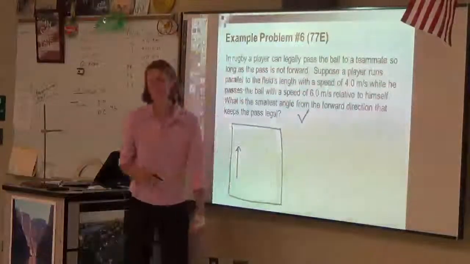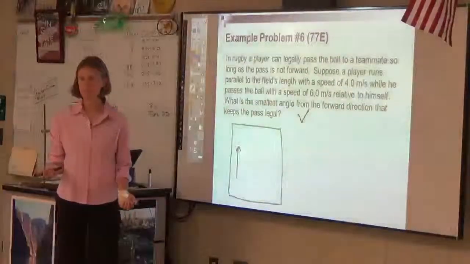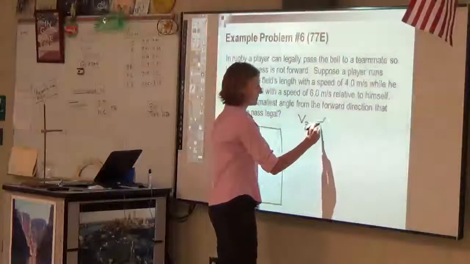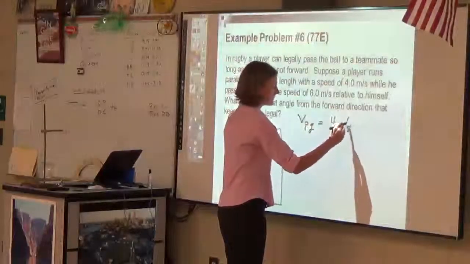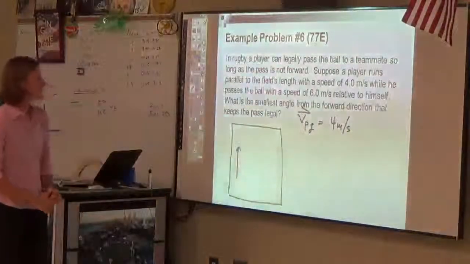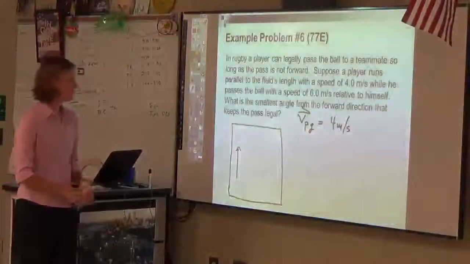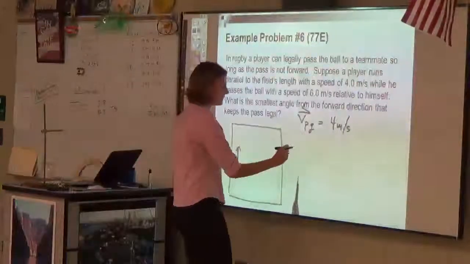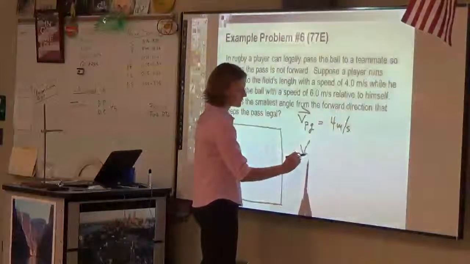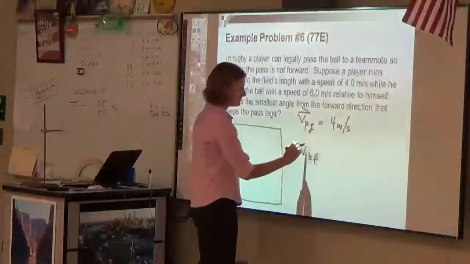So how should I keep up with that as a variable? Velocity of what with respect to what? Good. Velocity of player with respect to ground. That is how I do it. But it is a vector, so we got to pay attention to our drawing. While he passes the ball with a speed of 6 meters per second relative to himself. So how would you label that? And the ball according to player. Good. Velocity of ball relative to player.